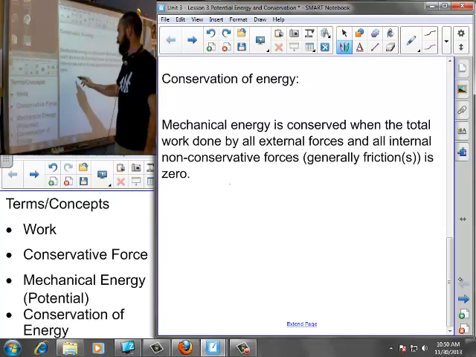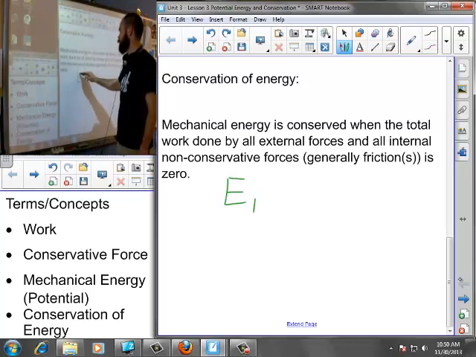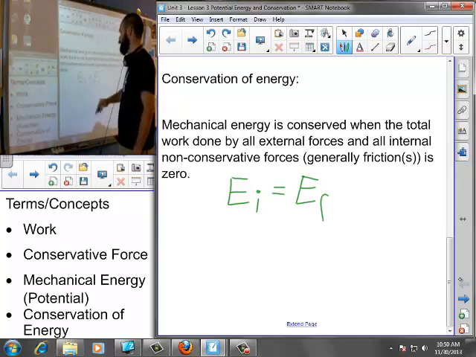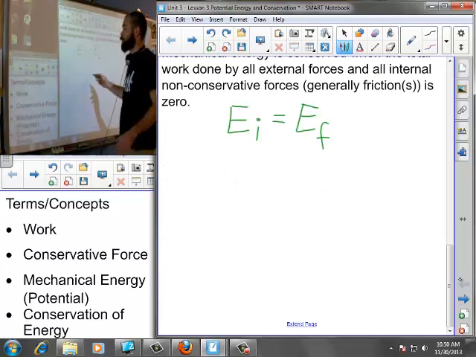This is to state that basically the energy before an event occurs must be equal to the energy at the end of this event occurring, minus any impacts due to friction. We will get into that in a later lesson.